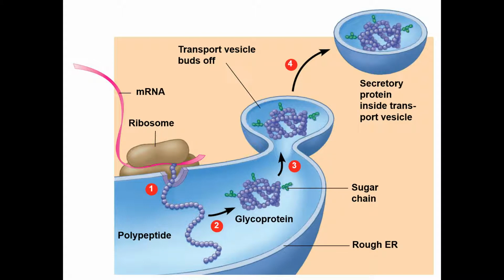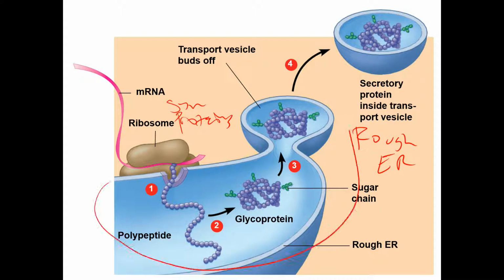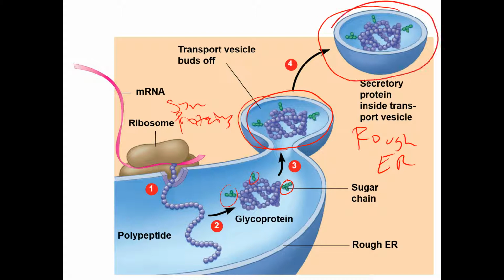Here what you're looking at is the rough ER. You have your messenger RNA transcript, which is going to interact with your ribosome, which again is involved in synthesizing proteins. As that protein is synthesized, it'll actually pass through a pore in the rough ER and enter the luminal cavity of the ER. Here it can be modified, where you can have sugar residues that get attached, so you get a glycoprotein, a sugar protein. And now the membrane of the ER will bleb out and encase this protein, forming a secretory vesicle.